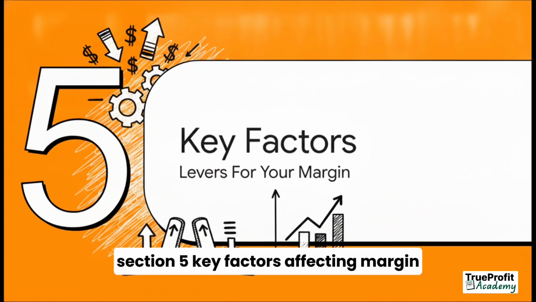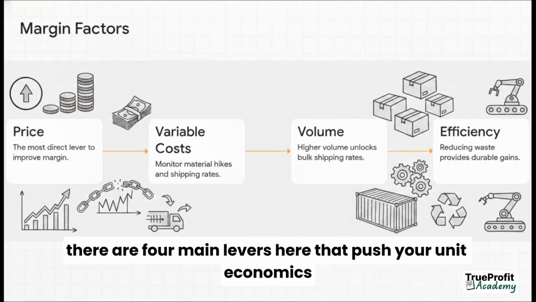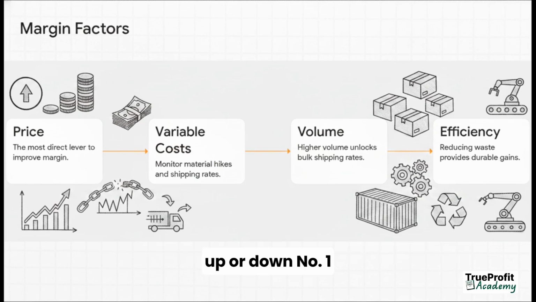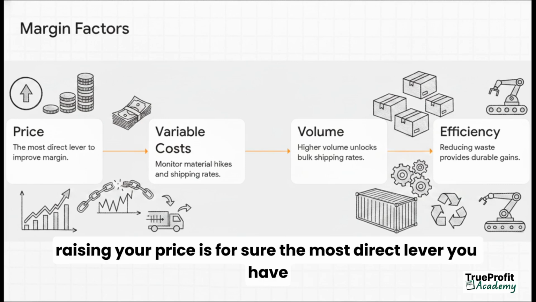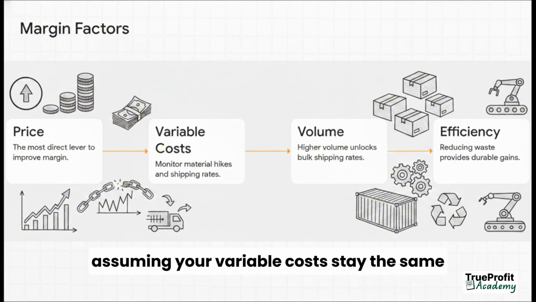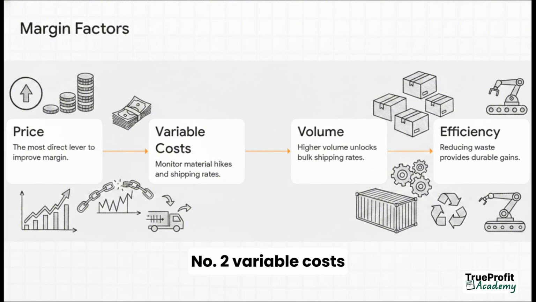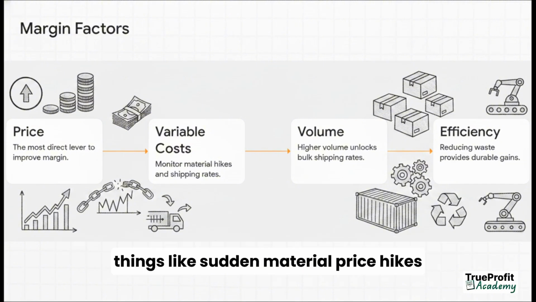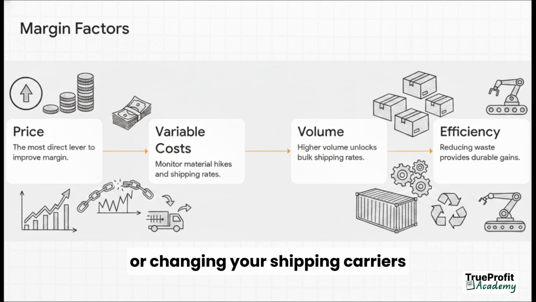Section 5. Key factors affecting margin. There are 4 main levers here that push your unit economics up or down. Number 1, selling price. Raising your price is, for sure, the most direct lever you have, assuming your variable costs stay the same. Number 2, variable costs. Things like sudden material price hikes or changing your shipping carriers, those hit your margin immediately. Number 3 is sales volume.